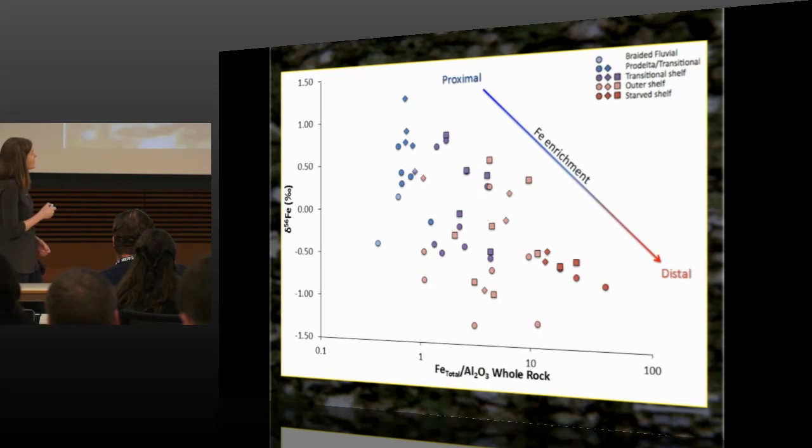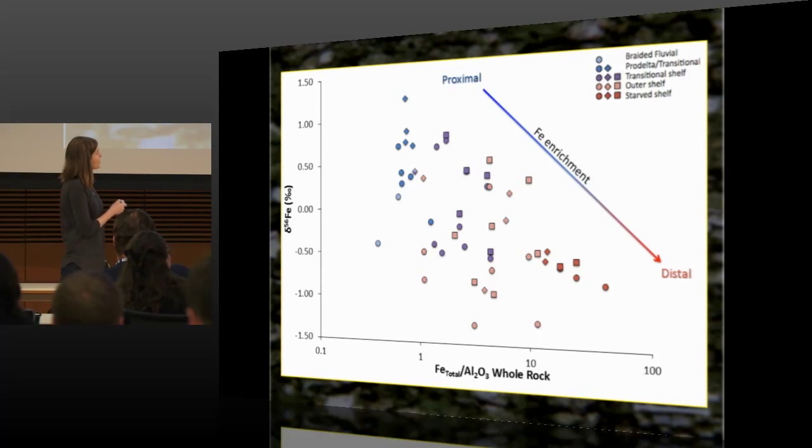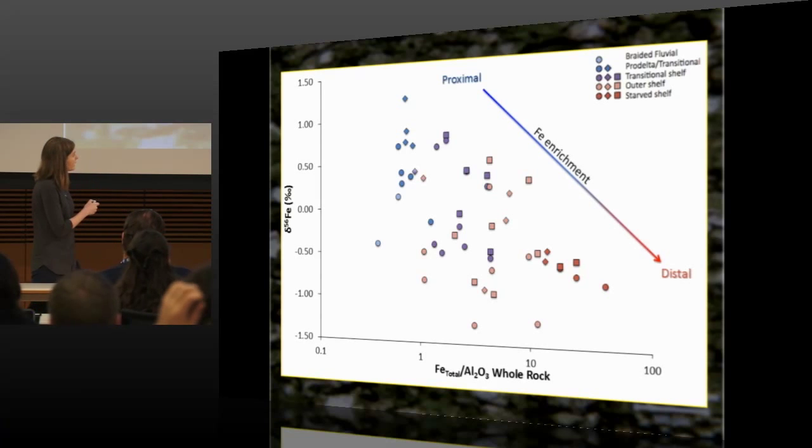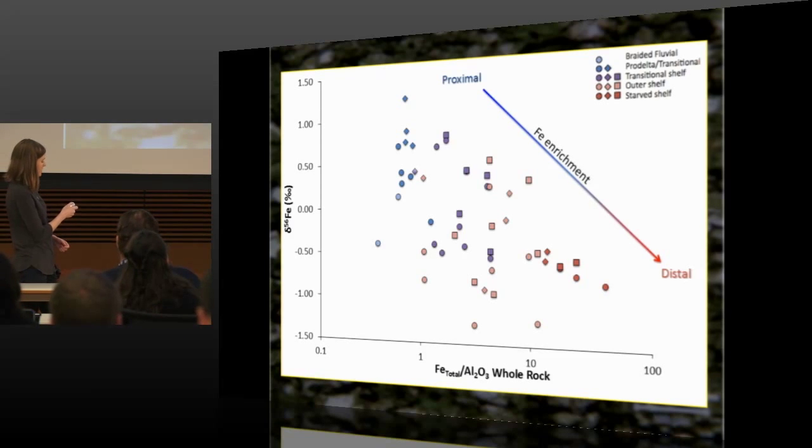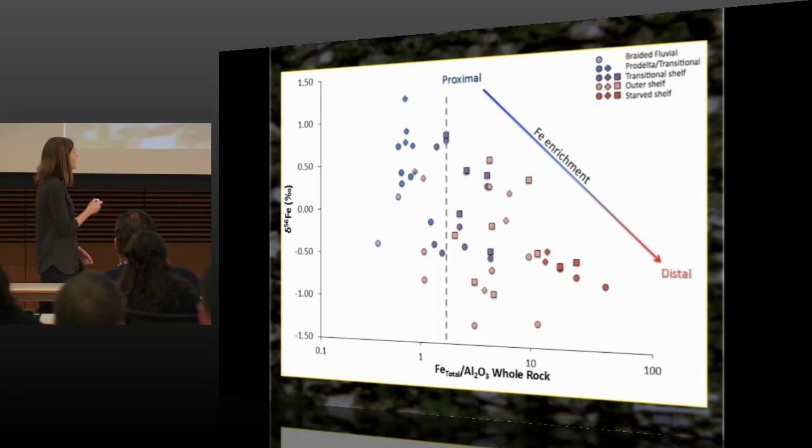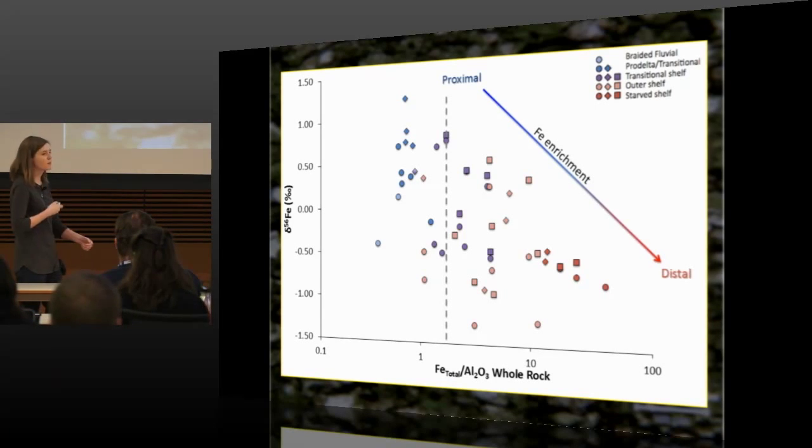We can see that as we move from the proximal part of the basin to the more distal part of the basin, we're getting enrichment in the iron content. This line here is showing the iron concentration of the average Archean crust. To the left of this line, we have mostly proximal samples, which means they are depleted in iron relative to the average crust. And on the right side, we see the more distal samples, and they are enriched in iron relative to the crust.